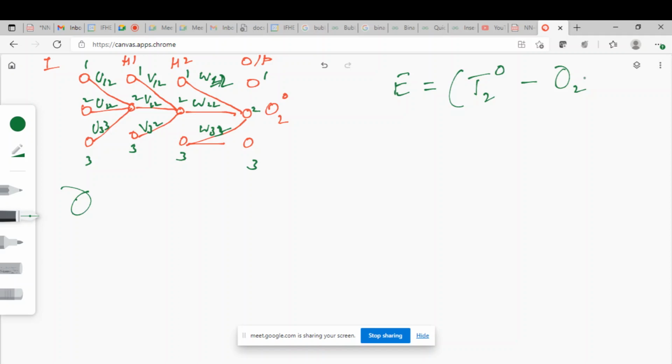Yes, could you tell? Error by... not input. First, error depends on what? Error directly depends on output. So what should come here? O2O. Next.